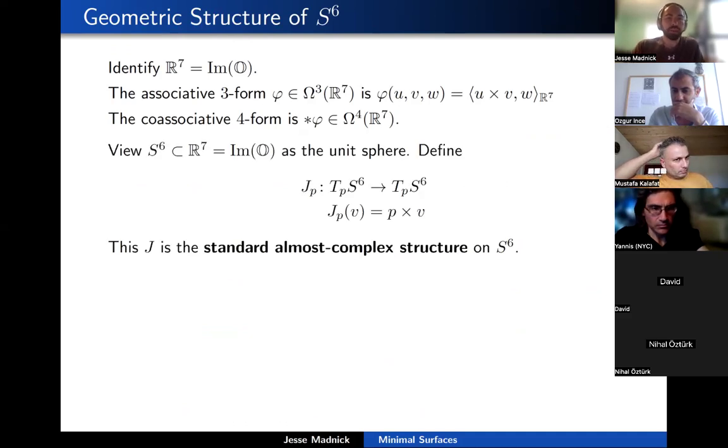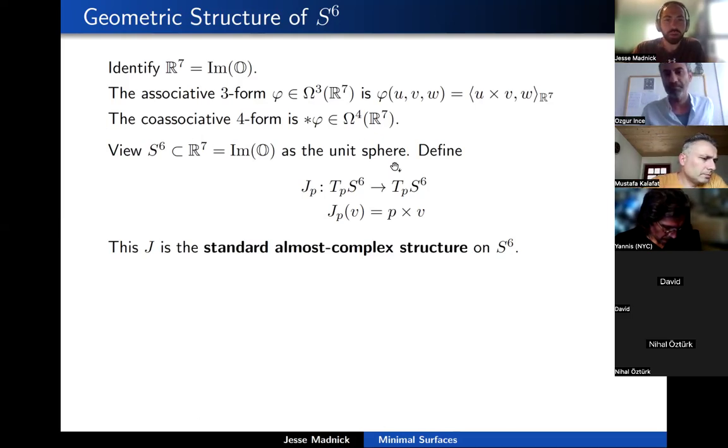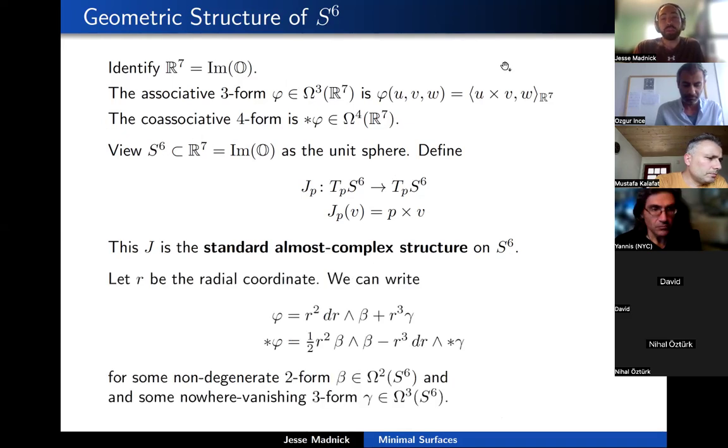We're thinking of S6 as the unit sphere, and using this 7-dimensional cross product, which we talked about last time, we can define an endomorphism of the tangent space of the 6-sphere, like so. J_p of v is p cross v. The properties of this 7-dimensional cross product are such that this ends up being an almost complex structure. So J squares to -1. Moreover, it's compatible with the round metric. So J acts by isometries with respect to the round metric.